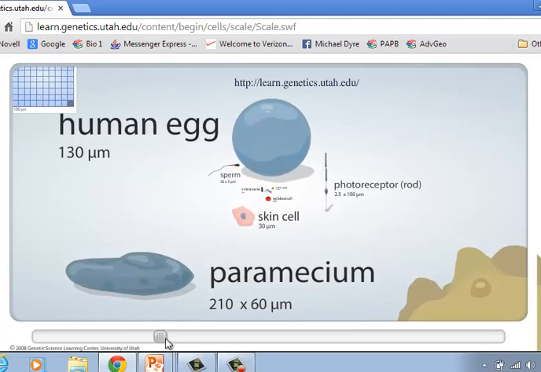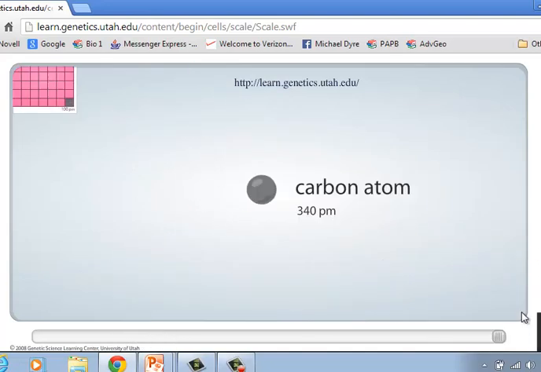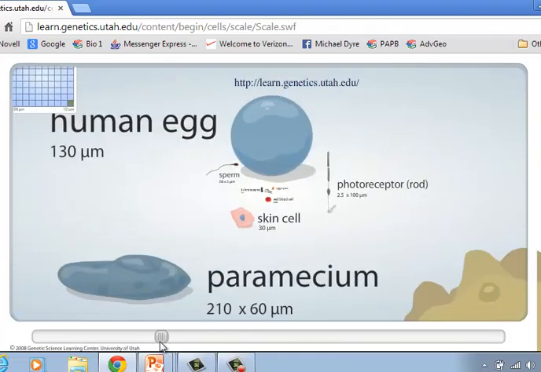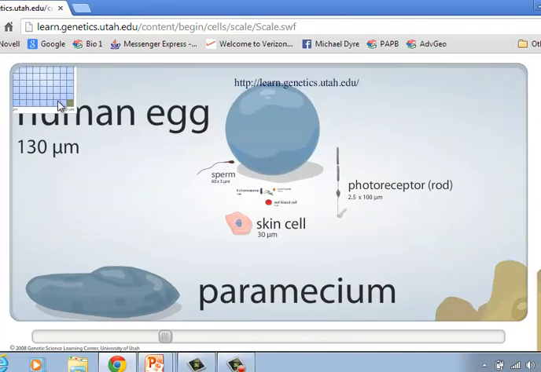Going a little farther, and now you can start seeing we're going down into, whoosh. Did you see that, how fast that went? We're going into the next phase of magnification. There's the human egg, there's the female gamete, there's the male gamete, the human sperm, there's a skin cell. See, the egg's even bigger than a skin cell. Here's a photoreceptor rod, which would be inside of your eye.